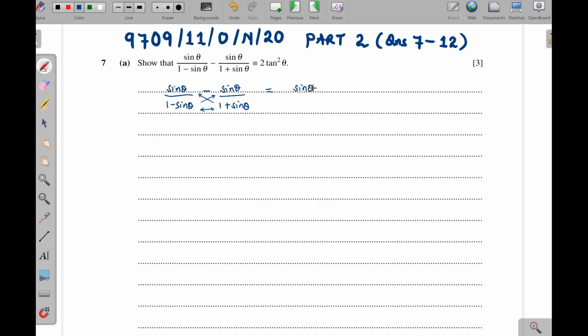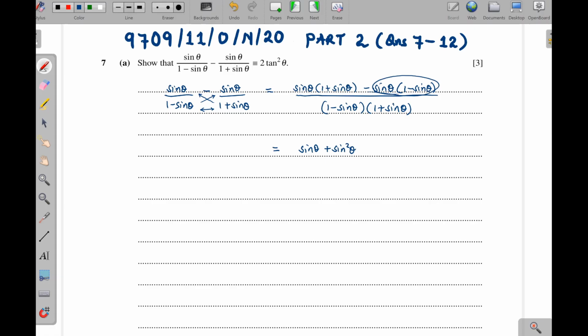So we shall have sine of theta times 1 plus sine of theta, and then this one multiplies with this. So minus sine of theta, then times 1 minus sine of theta. Then down here, we are having 1 plus, 1 minus sine of theta, then times 1 plus sine of theta. Then from here, what are we going to do next? Open the brackets. So you will have sine of theta plus sine squared theta.